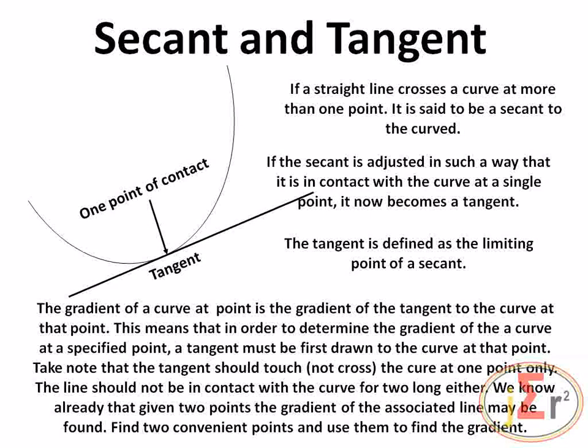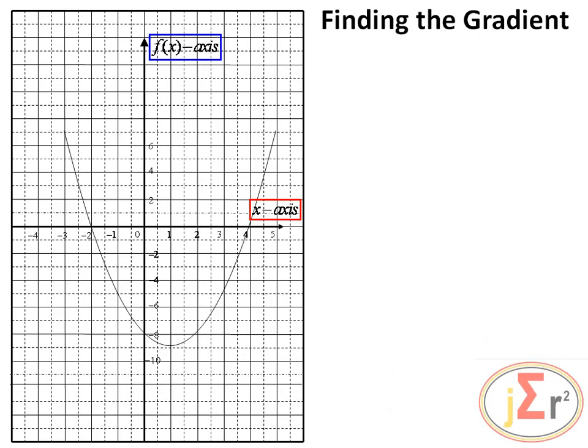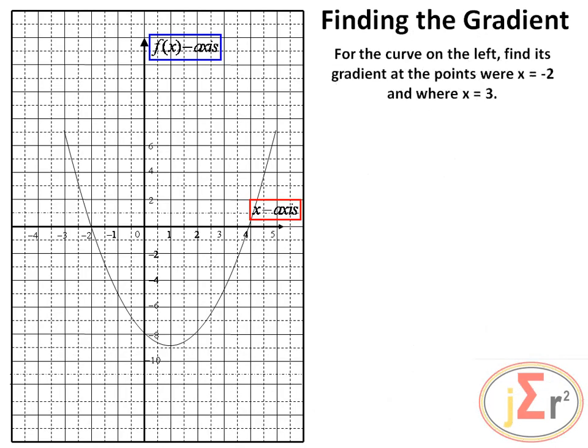We know already that given 2 points, the gradient of the associated line may be found. So find 2 convenient points and use them to find the gradient. So let's see how that is done practically. We have that curve on the left, and for that curve we are going to find the gradient at 2 points. We have the 2 points where x is equal to -2 and where x is equal to 3.